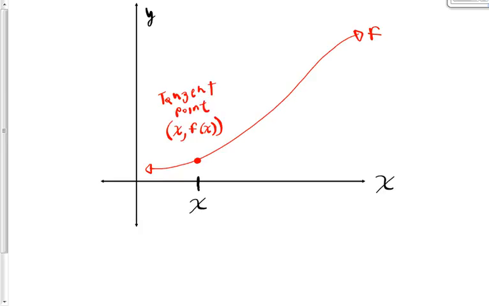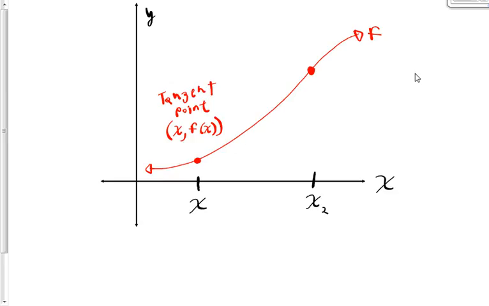So what I'm going to do is pretty much the same thing I've been doing. I'm going to create another point and have that other point move closer and closer to my point of tangency. I'm going to call the x value of that second point x2, x with a little subscript 2. And I'm going to allow that point to get arbitrarily close to the point of tangency.